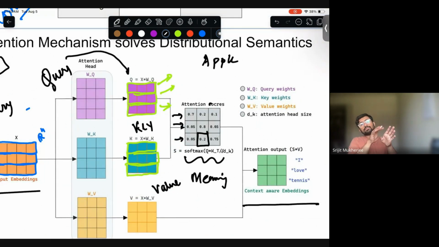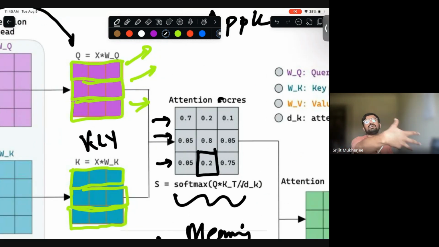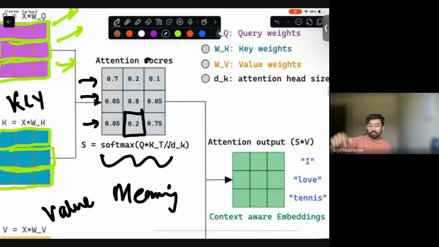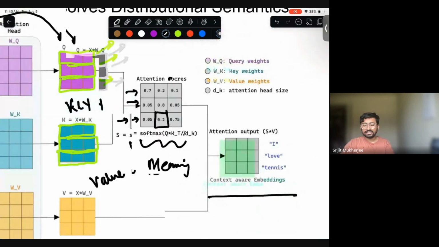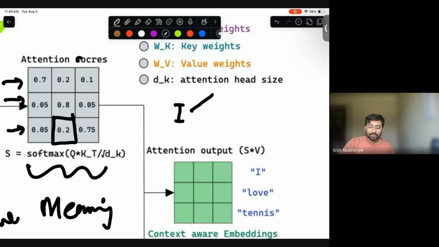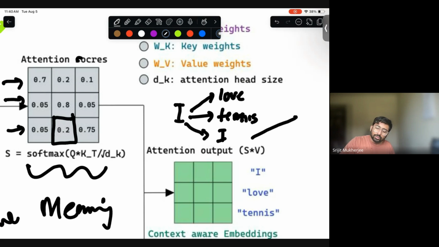Essentially, we can say what is the chance that I is related to love, and what is the chance that I is related to I, and what is the chance that I is related to tennis. Okay, and when we have found out the probability, the I vector comes out to be some weighted average of it. So it's kind of interesting: I goes to love, tennis, and I itself, and then it goes back to I.